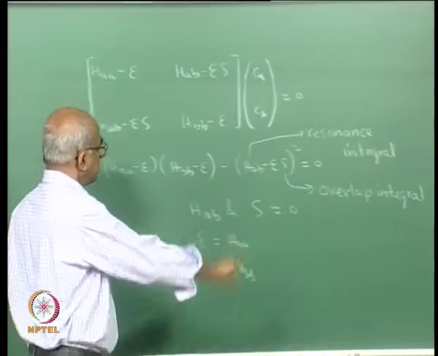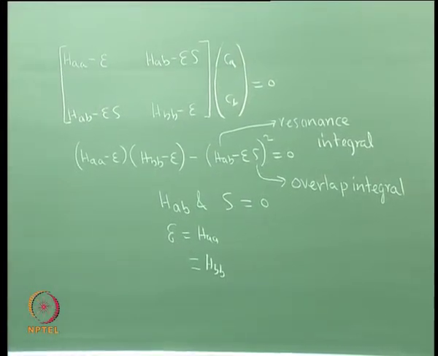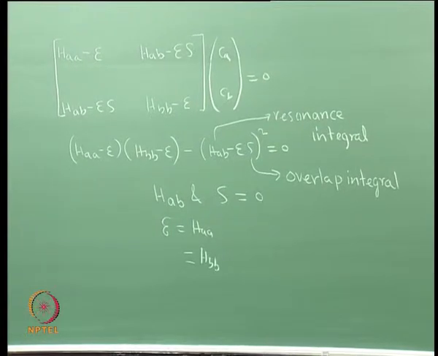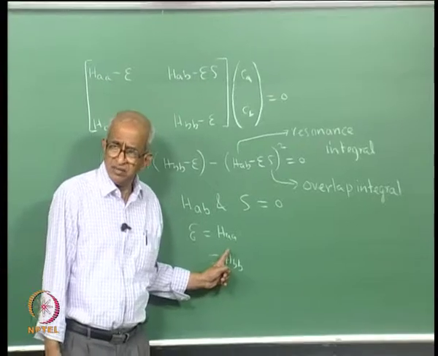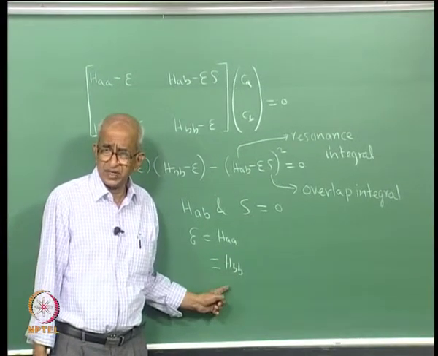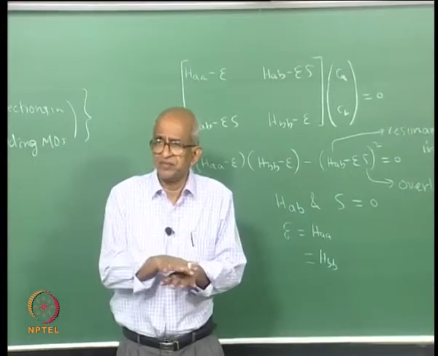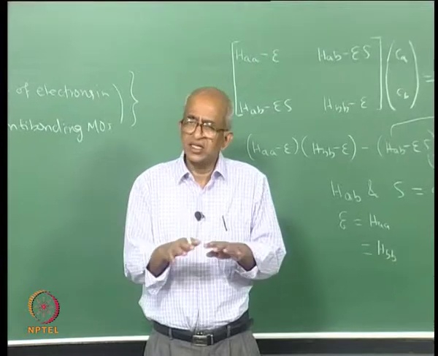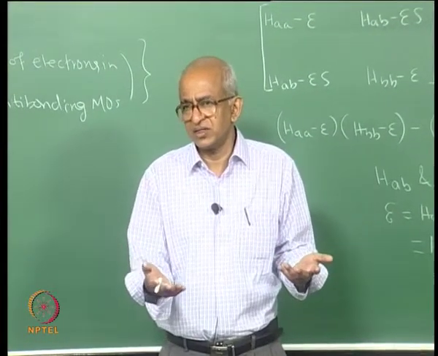If it so happens that the overlap integral and the resonance integral are both equal to 0, then what happens? You get the allowed energy levels to be those of the two atomic orbitals, and this actually means that these two atomic orbitals will not combine, they will not mix together. If you try to add them up, you see they refuse to mix together and to give you molecular orbitals.